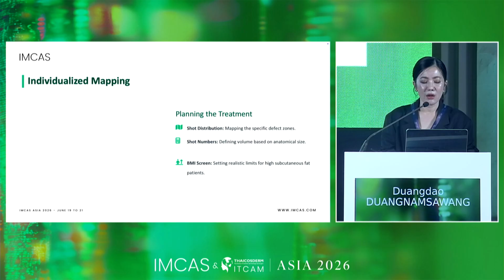It is important to do individual mapping when planning the treatment. The first thing you should think about is the shot distribution, by mapping specifically to the defect zone, and the shot number proportional to the problem, dividing based on the anatomical area.